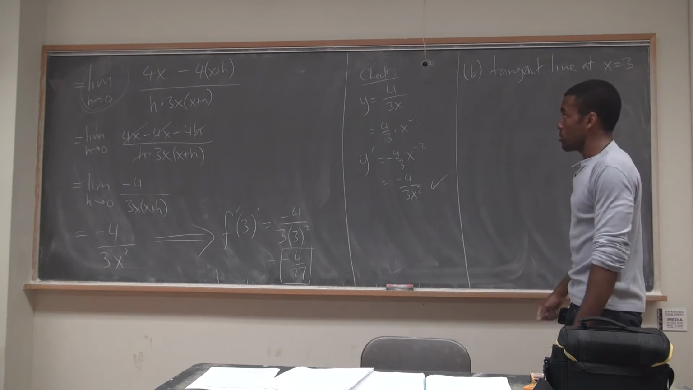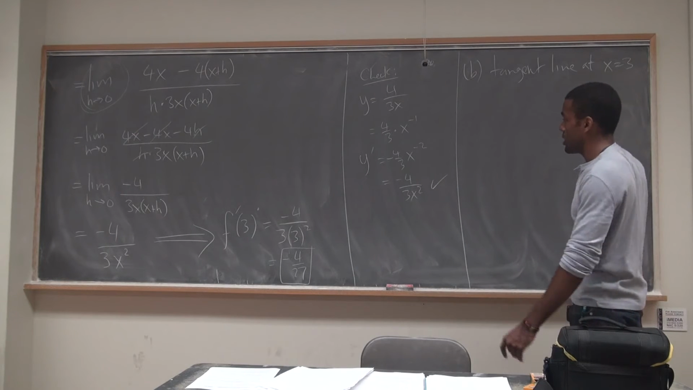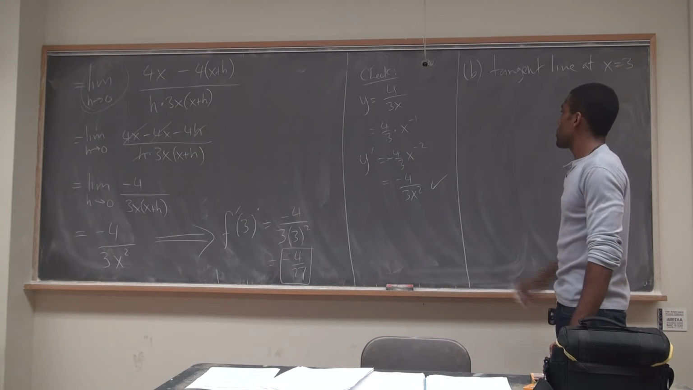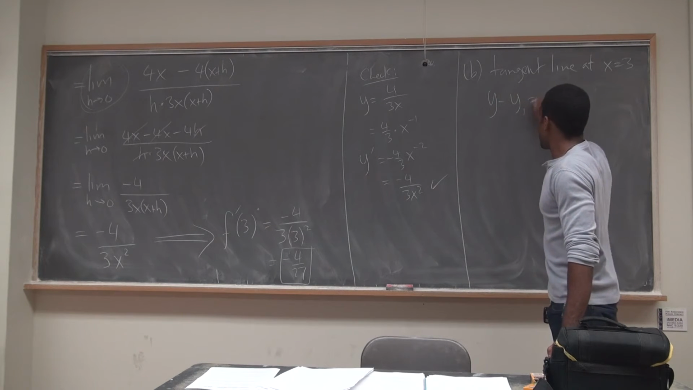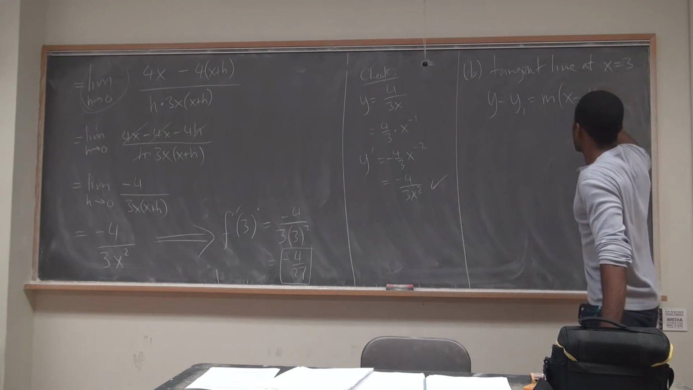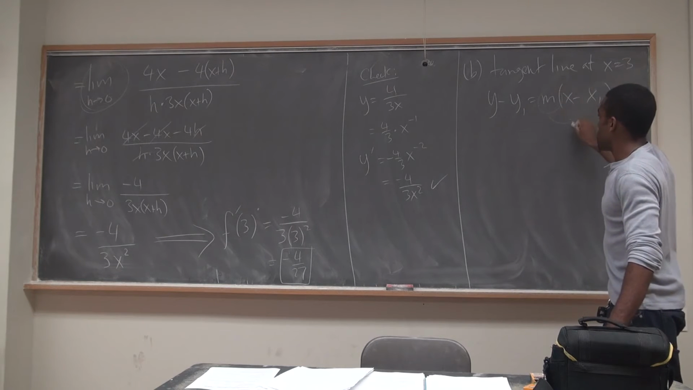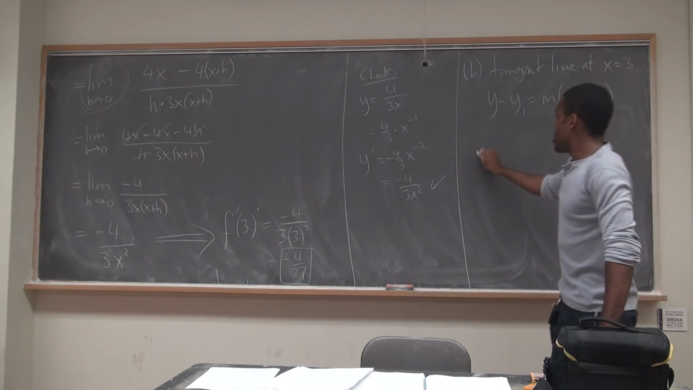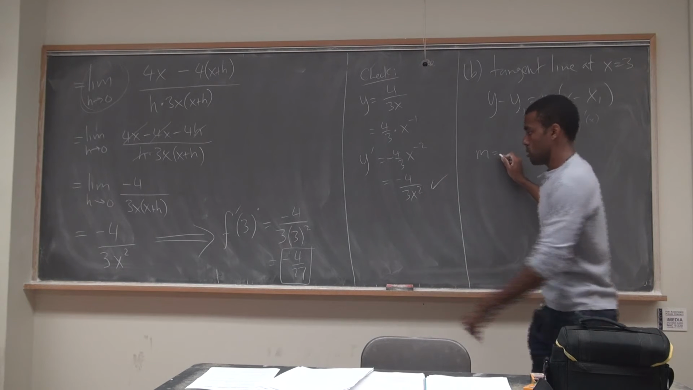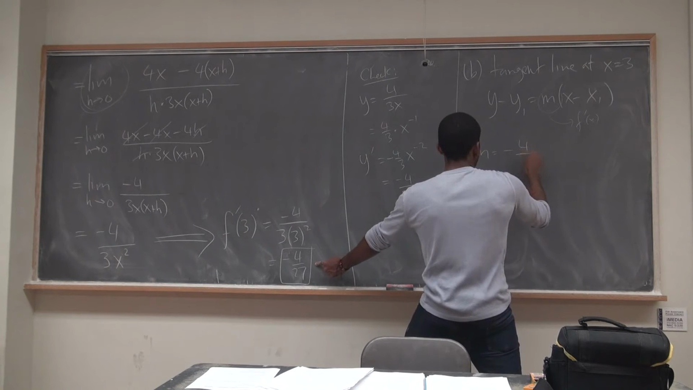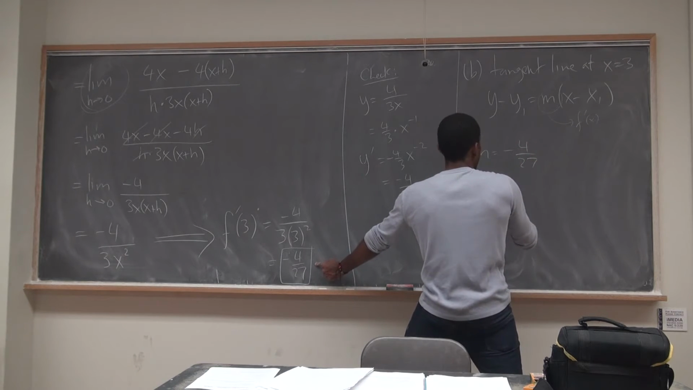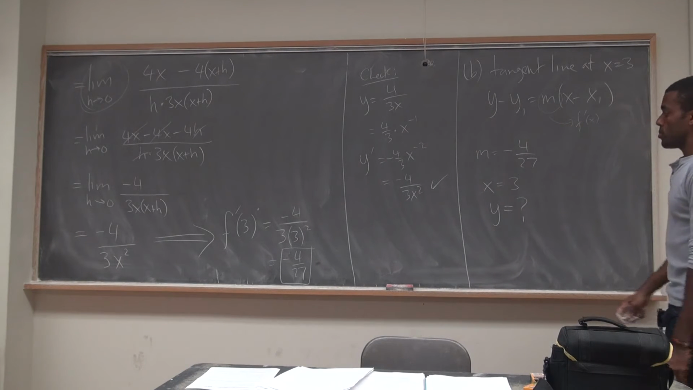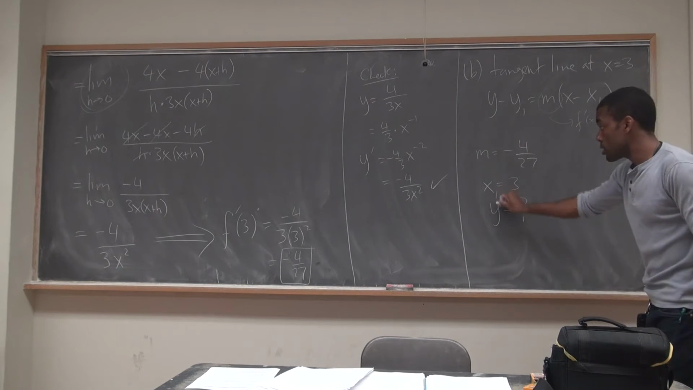Okay, so the question you ask yourself: what is the tangent line? What does the tangent line look like? It's a linear line. So y minus y1 equals m times x minus x1, where you know that your m would come from the derivative at the point. So here I know my m, I just found it, minus 4 over 27. I know my x1 is 3. What is my y1?